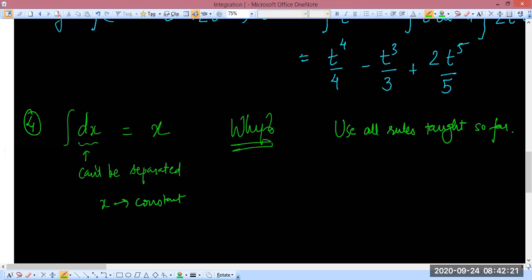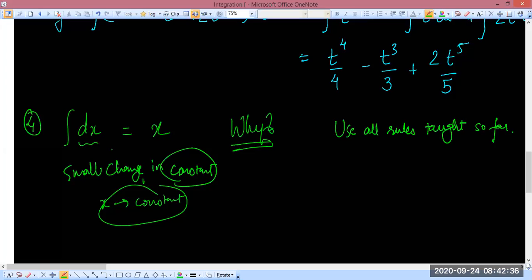I'll tell you. Because if x is constant, dx means small change in constant, right? Dx means small change in constant, isn't it? If you are saying x is constant, then this is ridiculous. How can something that is constant have a small change, right? Very good, Divya, you have got it right.